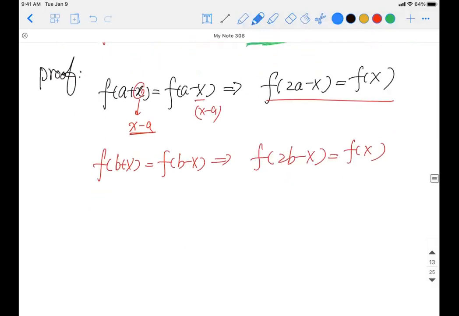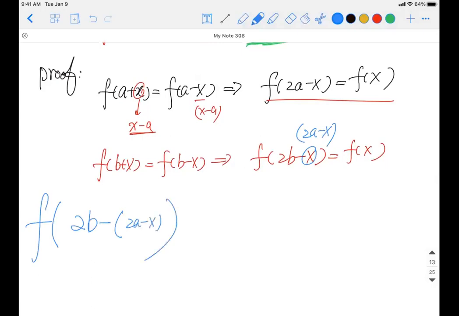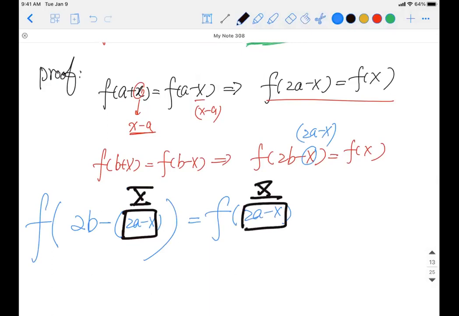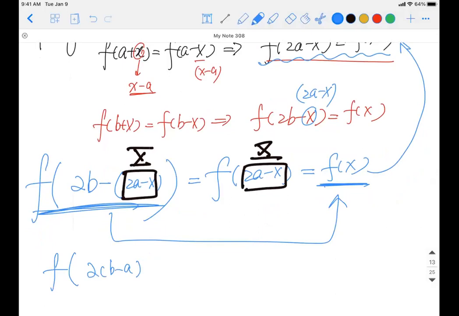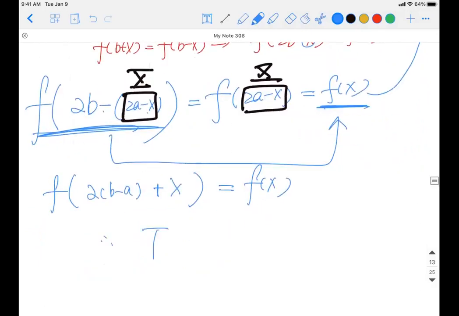Okay, if that's the case, I'm going to do a magic. Check it out. In f(2b minus x), I'm going to let this x equal 2a minus x. According to our definition, it will equal f(x), because this is going to be your x. However, your f(2a minus x) just equals f(x). So therefore, check it out, here equals here: f(2b minus a minus x plus x), because minus minus is plus, equals f(x). So therefore, the period will be 2(b minus a). Let's say b is greater than a, otherwise you want to take an absolute value.